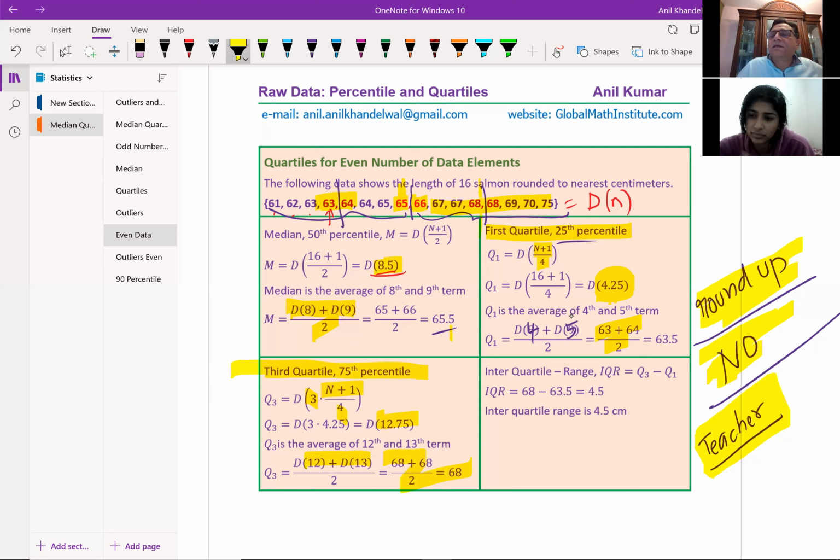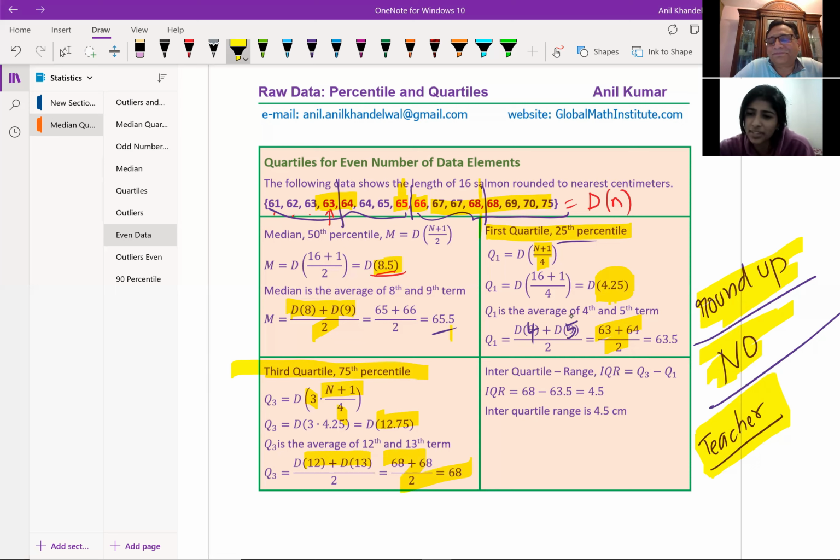It makes sense. That is the definition of quartiles. They are the middle value of the lower half and the middle value of the upper half. If you go with the definition, this is what you should be doing. Got it? But this makes sense.